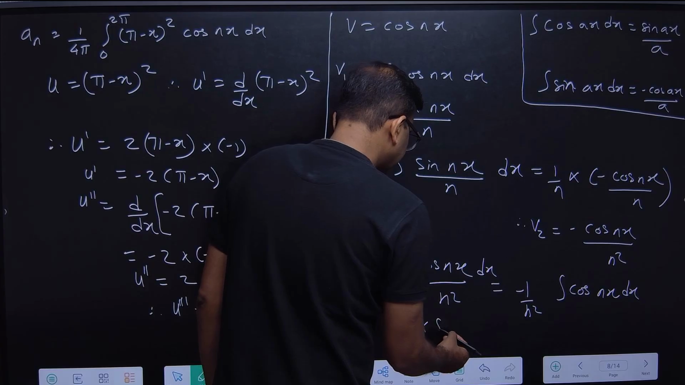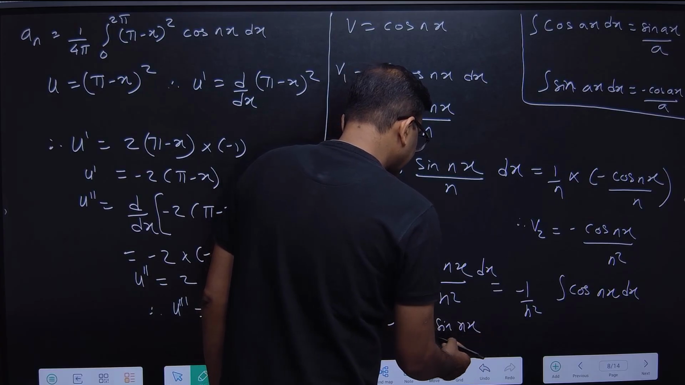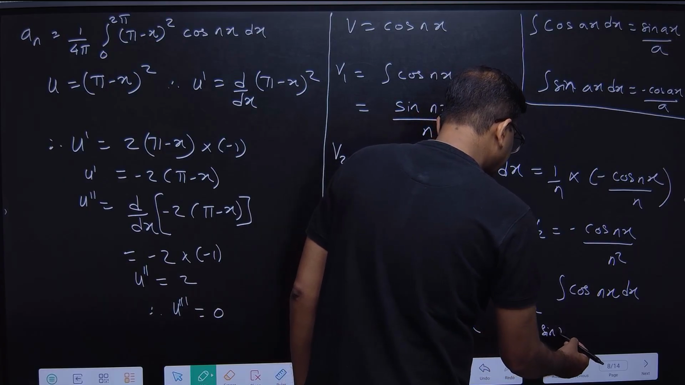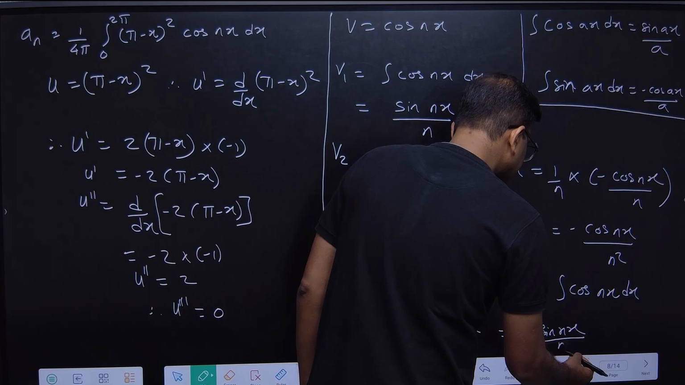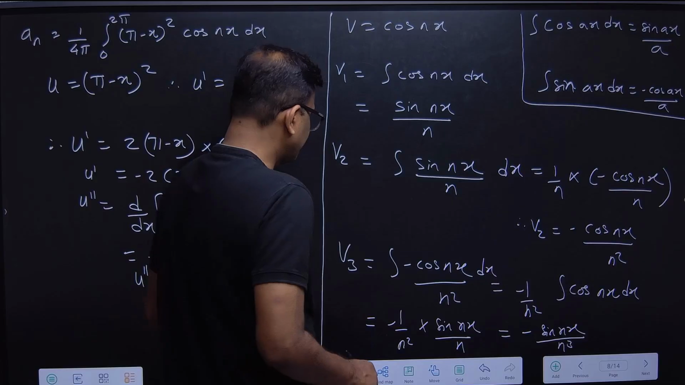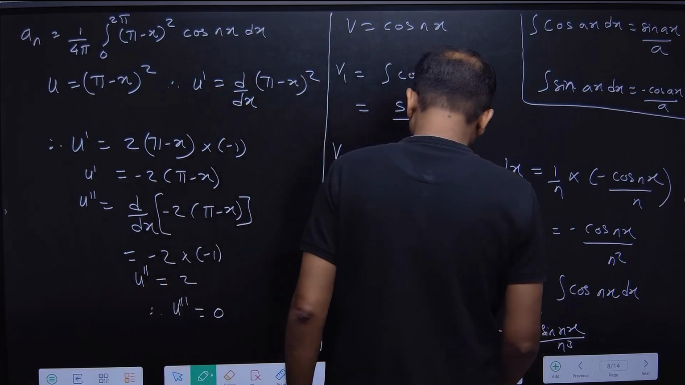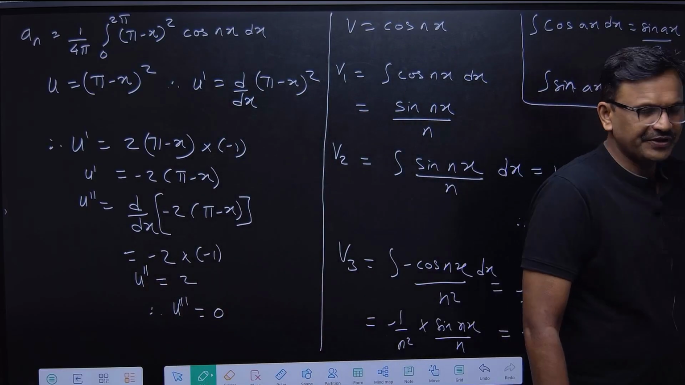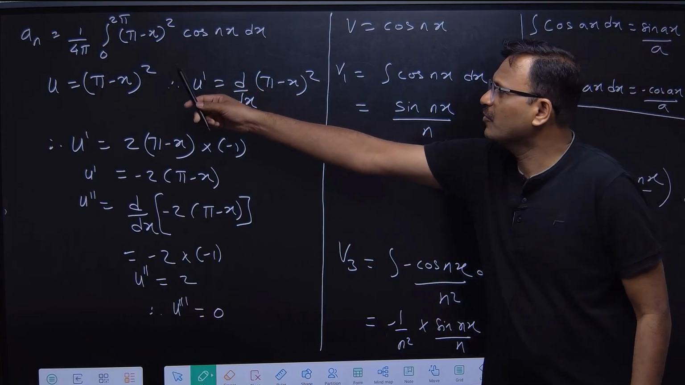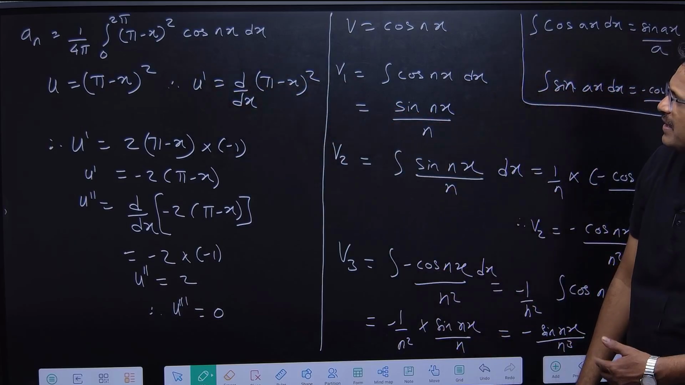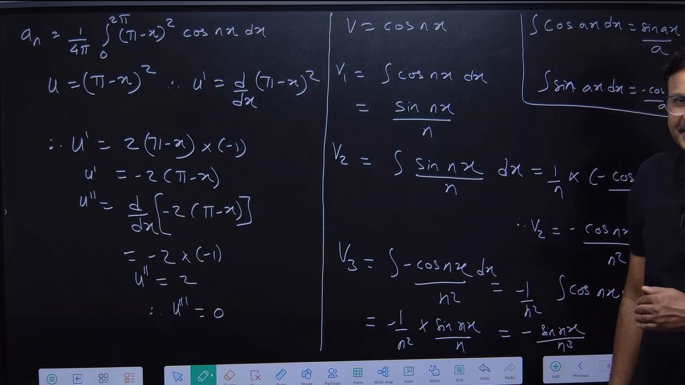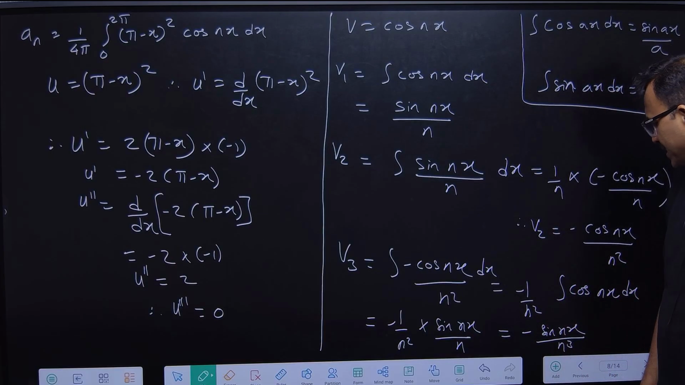Integration of cos nx is sin nx upon n. It becomes minus sin nx upon n cube as our v3. This is our v3. Now, we have found out v1, v2, v3. Our aim is to integrate the term 1 upon 4 pi into the integration of (pi minus x) the whole square cos nx, for which we are going to apply the shortcut formula of integration by parts, integration of u into v.